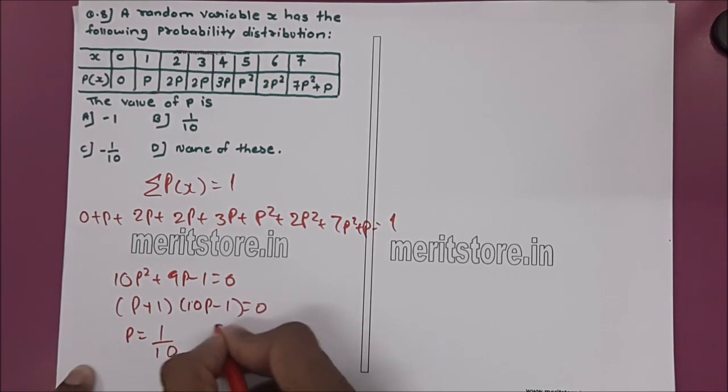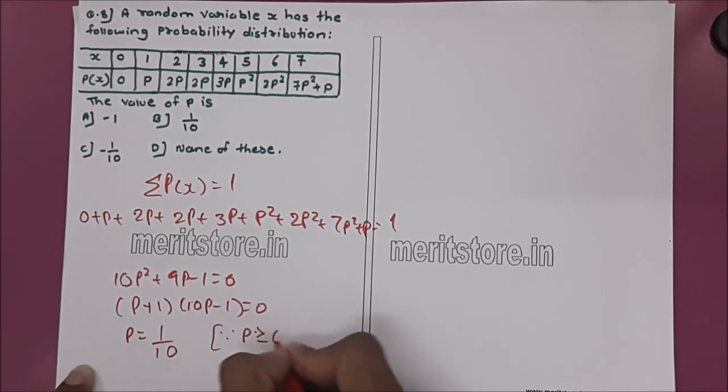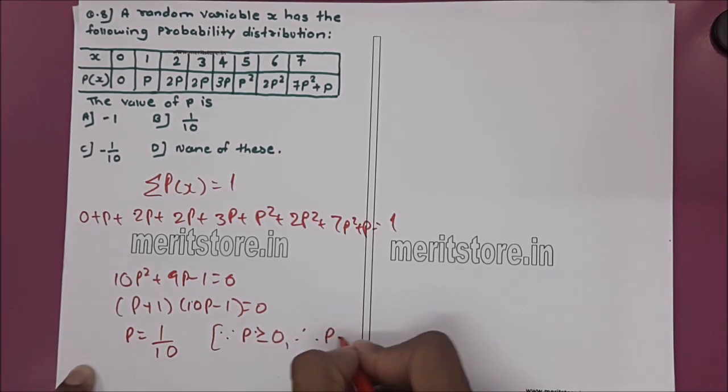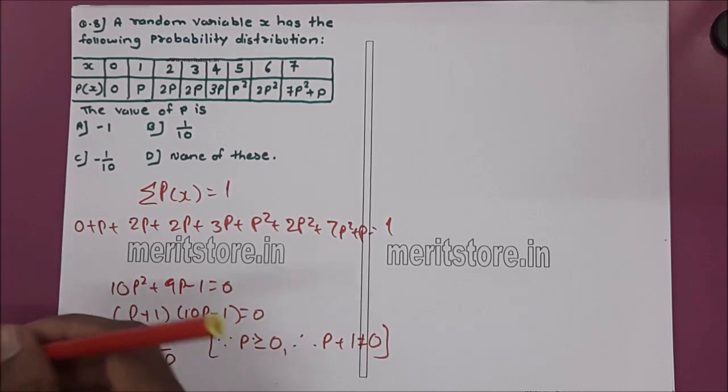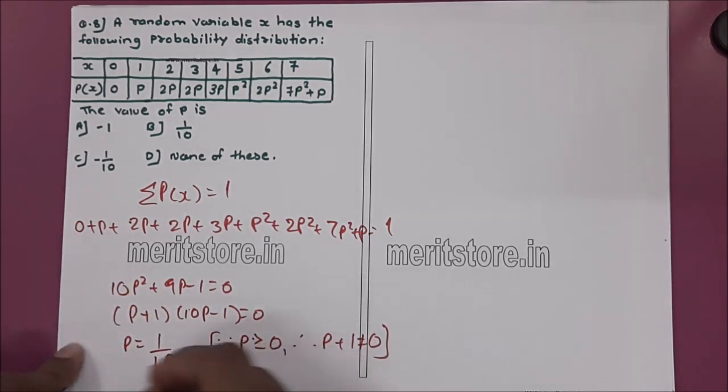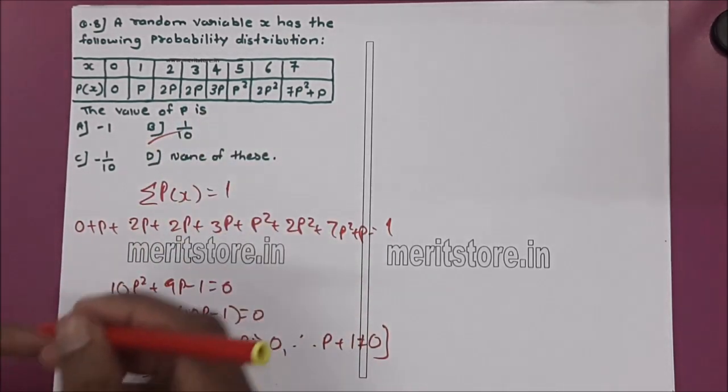Since p is greater than or equal to 0, therefore p plus 1 is not equal to 0, which gives p is equal to minus 1, which is rejected. So therefore 1 by 10 is the correct answer, that is option B.